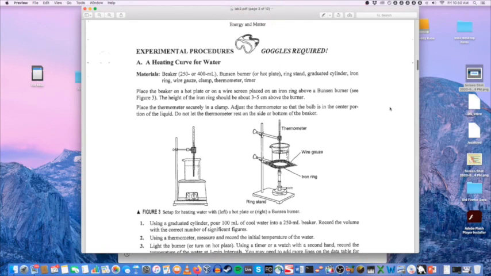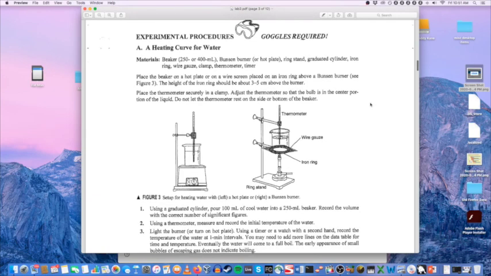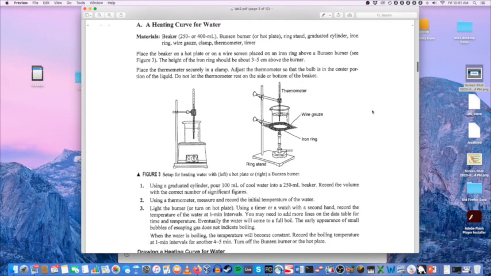So, on to the experimental procedures. This is one where goggles would actually be recommended because boiling water can get in your eyes. However, it's still a fairly safe lab to do. For the first part, I used a 250 milliliter beaker on a hot plate with a thermometer attached to a ring stand inside of the beaker. And I'll be showing this in the video.